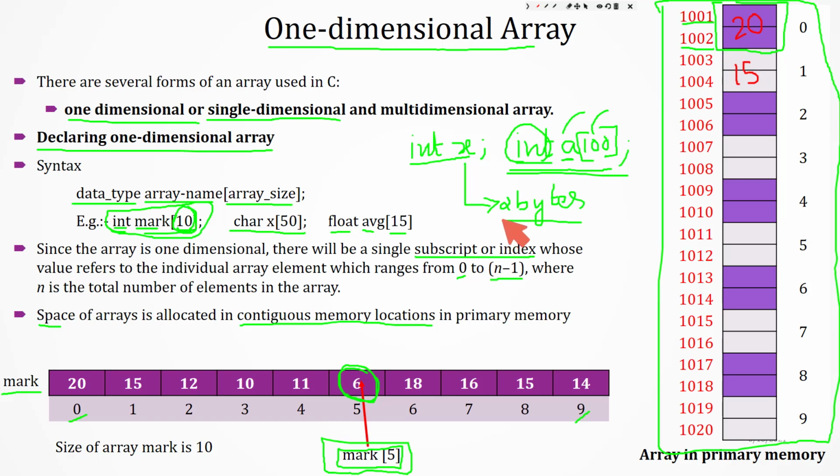So I'm just assuming that 2 bytes are taken to store an integer. From 1001 to 1020, the memory is allocated for the array mark. In that, 1001 and 1002 refer to the 0th index value. Similarly, for the 9th index value, or the last index value, the memory locations allocated are 1019 and 1020. In that, the value 14 will be stored.